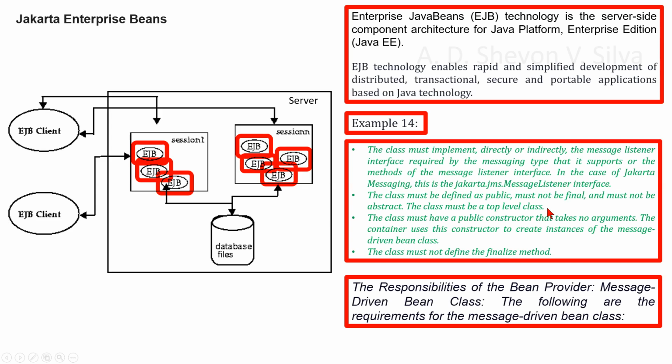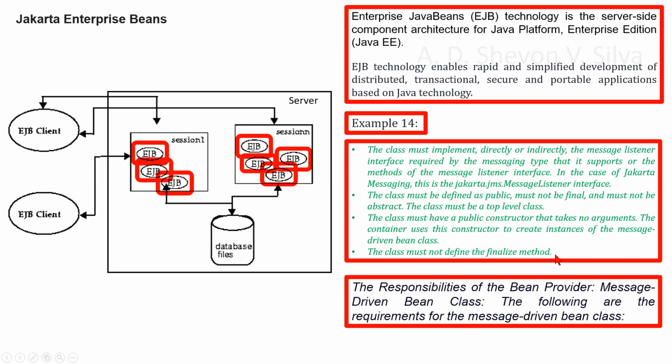The class must be a top-level class. The class must have a public constructor that takes no arguments. The container uses this constructor to create instances of the message-driven bean class. The class must not define the finalize method.